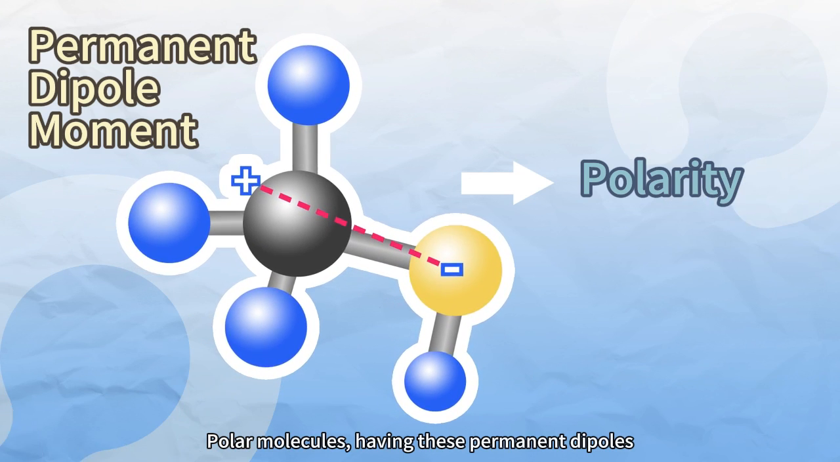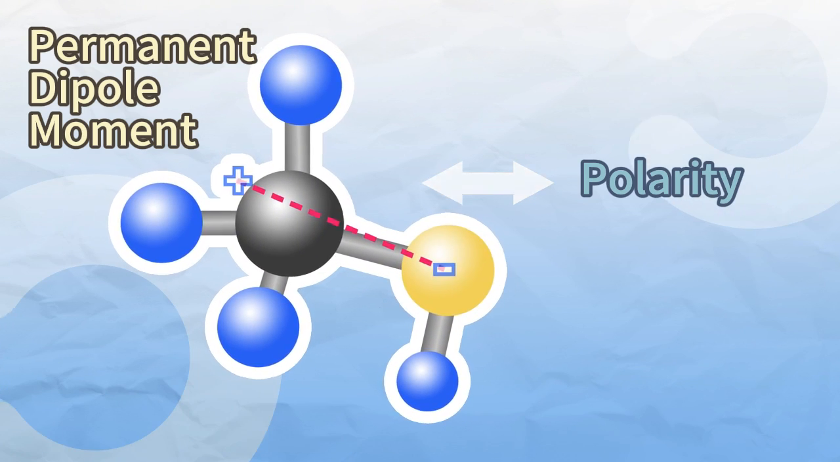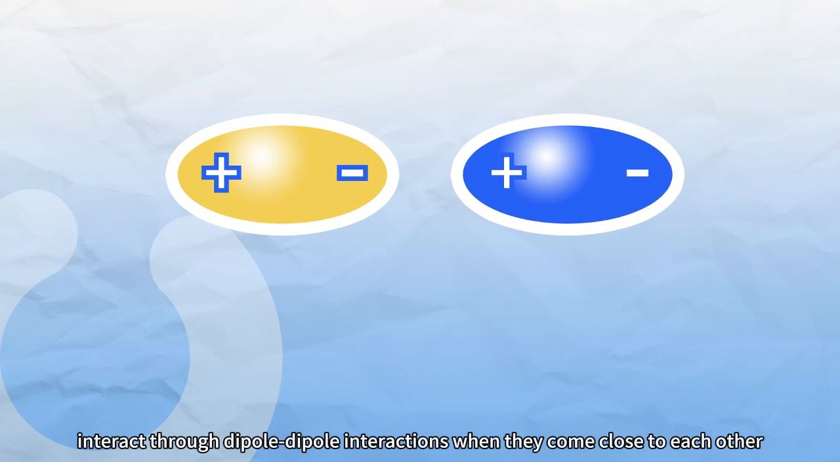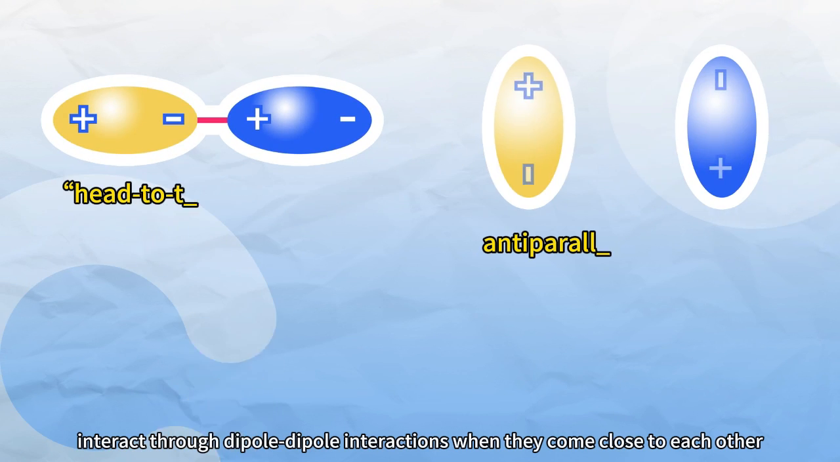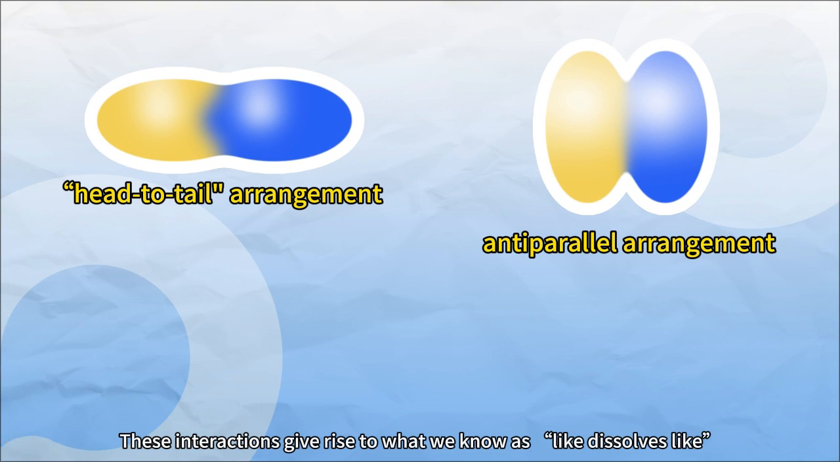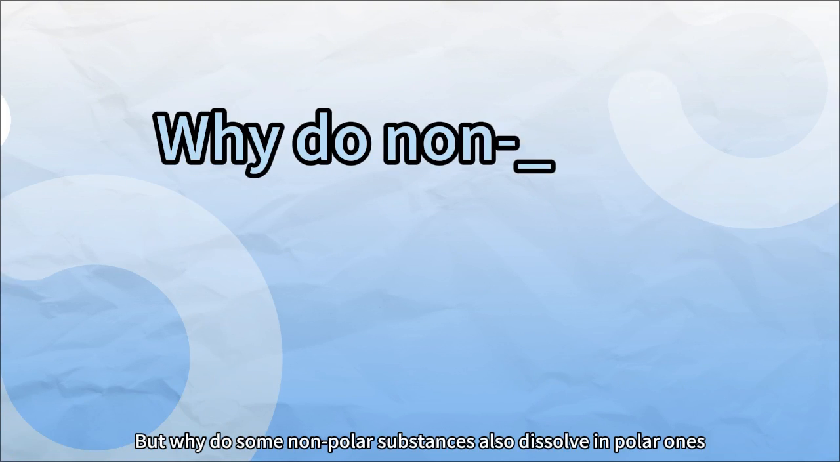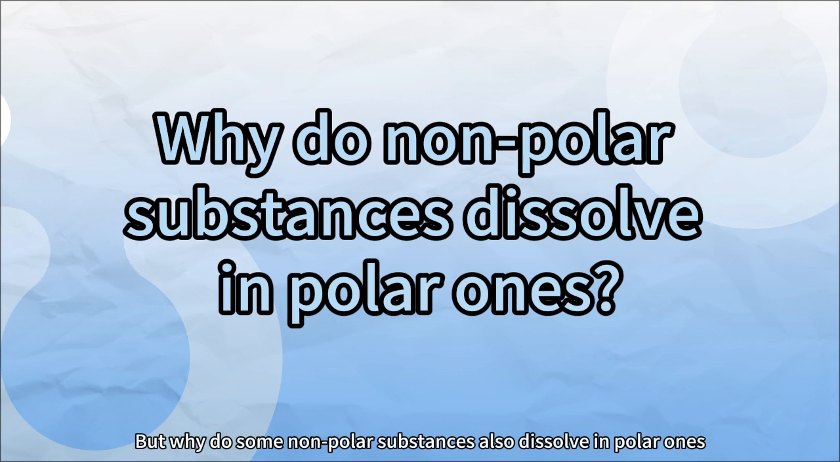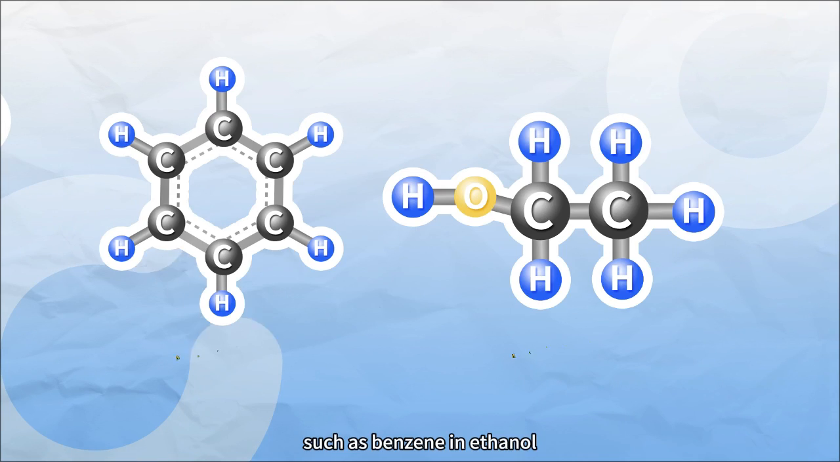Polar molecules, having these permanent dipoles, interact through dipole-dipole interactions when they come close to each other. These interactions give rise to what we know as "like dissolves like." But why do some non-polar substances also dissolve in polar ones, such as benzene and ethanol?